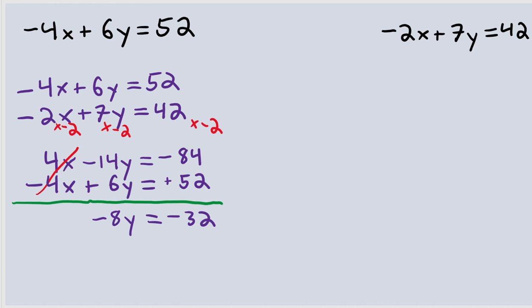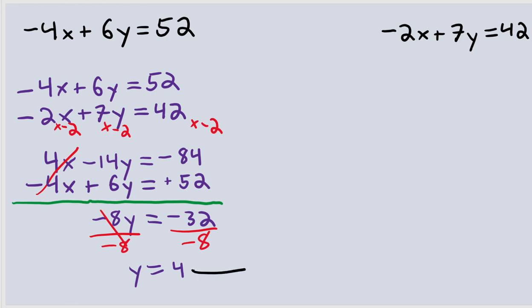Now I'm nearly done. My y isn't alone. It has a negative 8 next to it. To get rid of it, I divide by negative 8. If I do it to one side, I do it to the other side, divide by negative 8. These cancel out, and I am left with y equals negative 32 divided by negative 8 gives me 4. Y equals 4. Perfect.